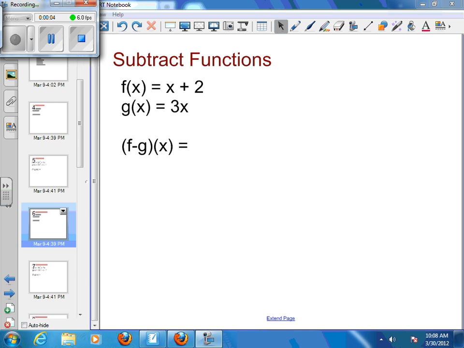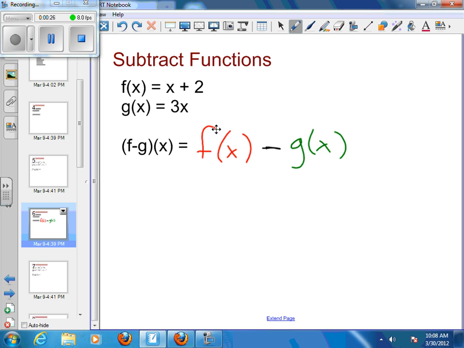So once we have added our functions, the next thing to do, of course, would be to subtract our functions. So we have similar notation. Again, our f of x will start with an x plus 2, and our g of x will start with a 3x. And we're going to take f minus g of x. So that simply means that I'm going to take f of x, and I'm going to subtract my g of x.